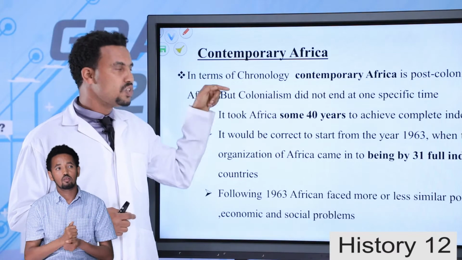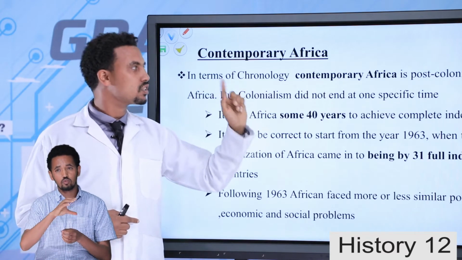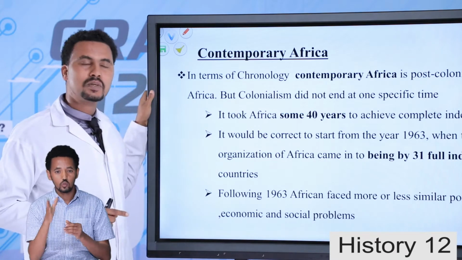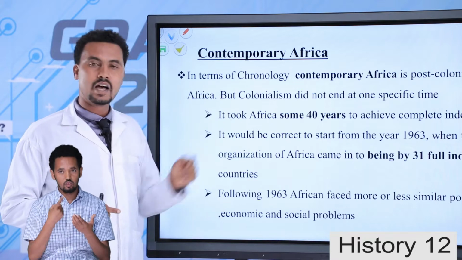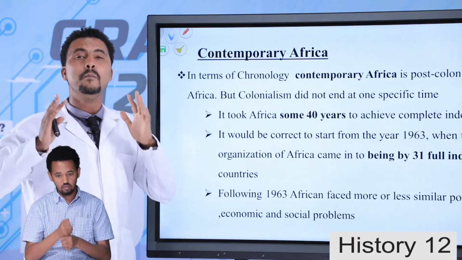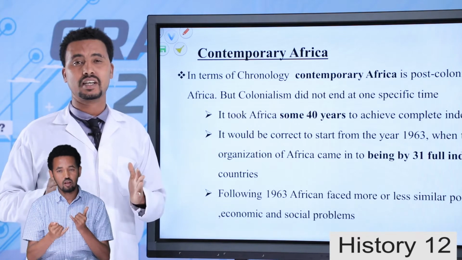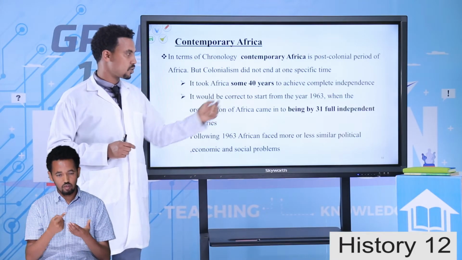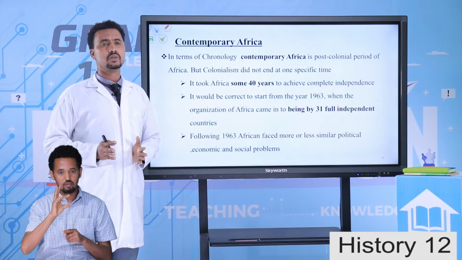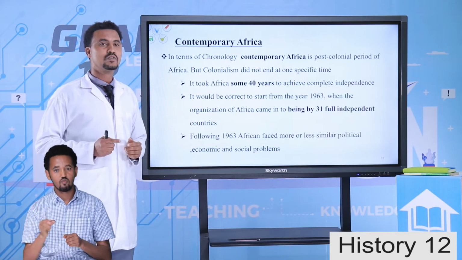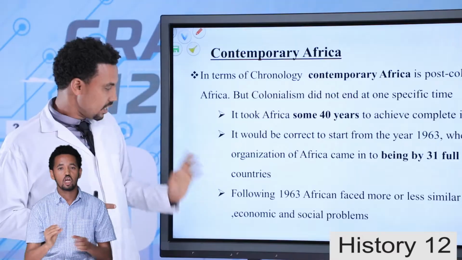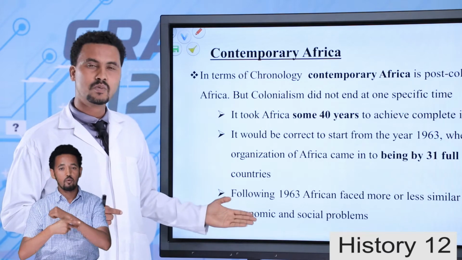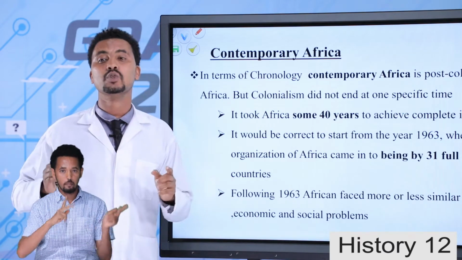In terms of chronology, contemporary Africa is the post-colonial period of Africa. But colonialism did not end at a specific time. It took Africa about 14 years to achieve complete independence. The last independent African country was South Africa. It would be correct to start from the year 1963. 1963 was the formation of the Organization of African Unity. Then, following 1963, Africa faced more or less similar political, economic, and social problems in most African countries.